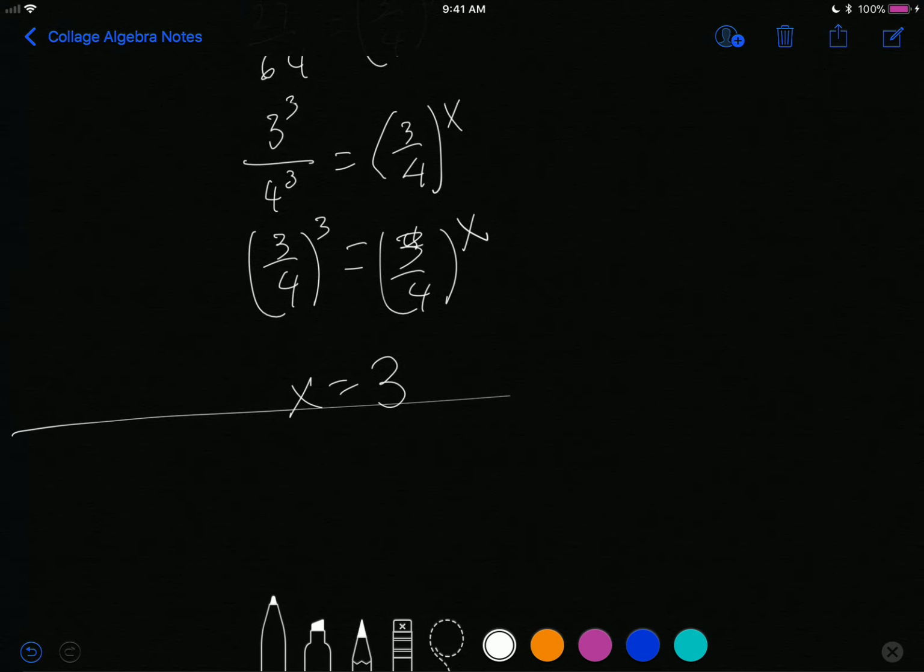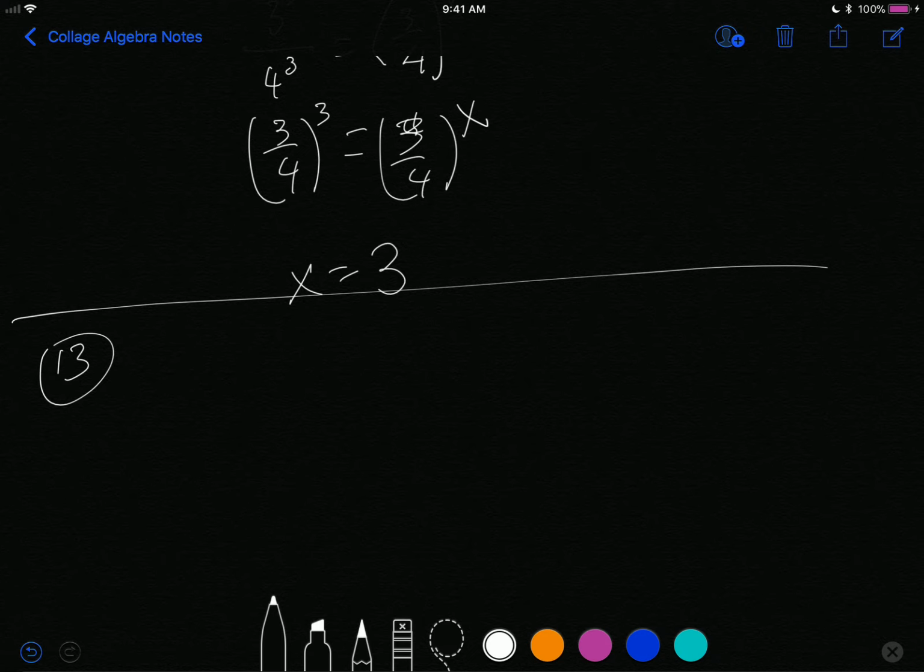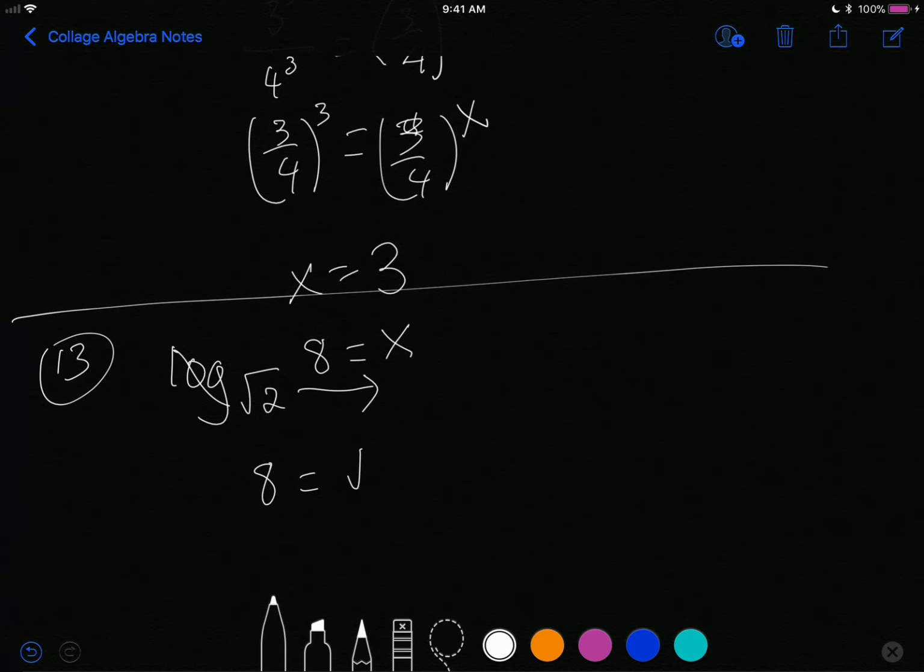Alright, number 13. We've done quite a few of these. Let's look at an interesting one. Let's say I have log of radical 2 of 8. What does that evaluate to? Well, once again, I don't know. So I'm going to set it equal to x, drop the log, take the base over. 8 is equal to radical 2 raised to the x power.